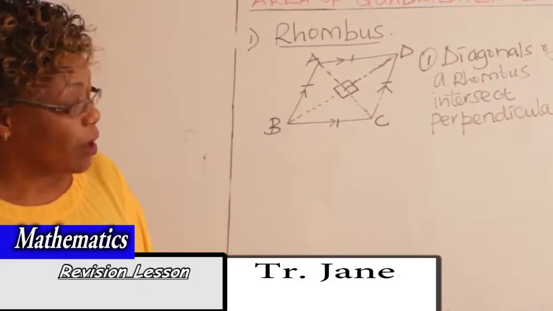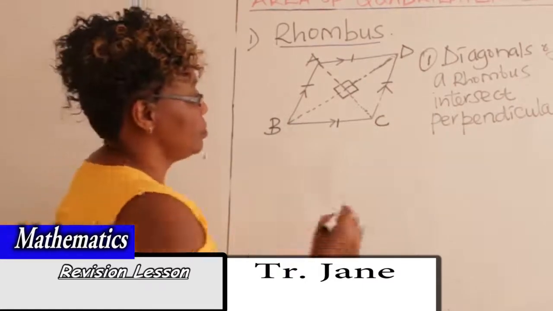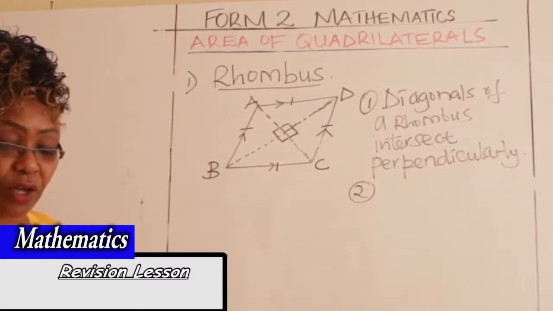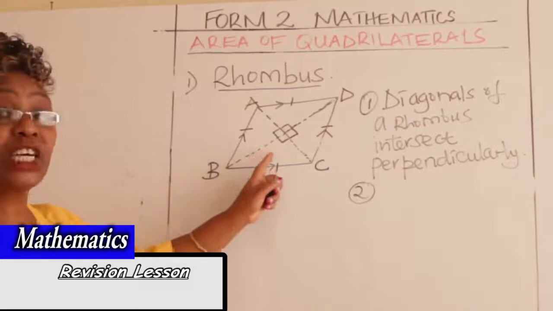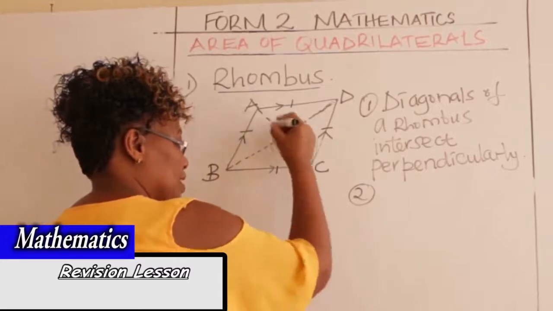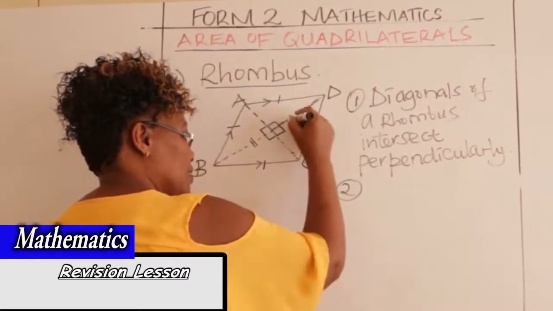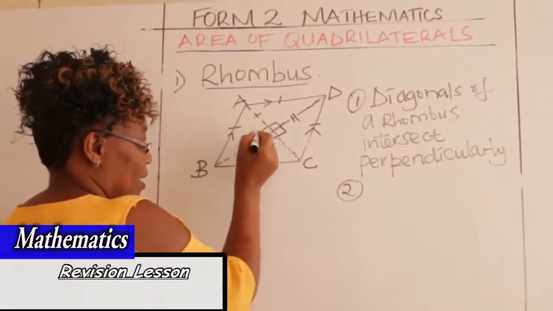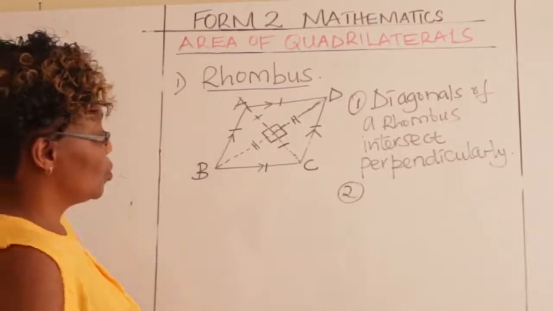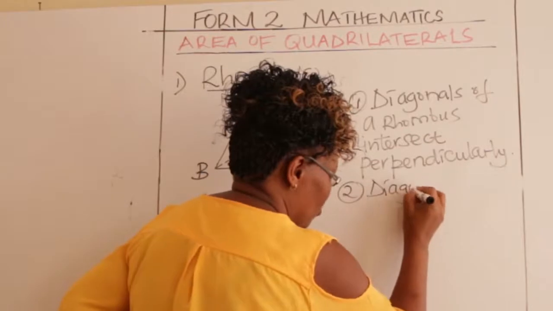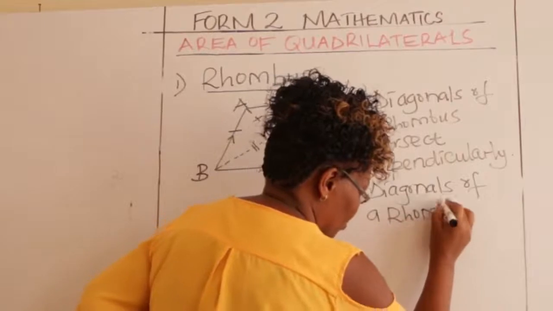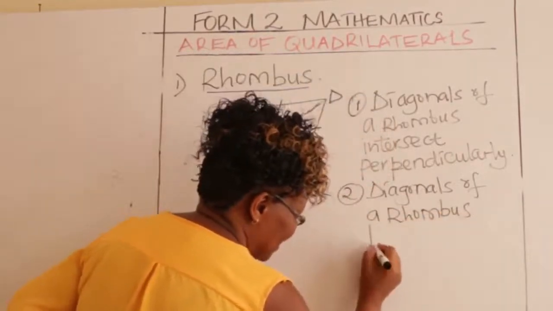Property number two. When diagonals of a rhombus intersect, they bisect each other. They divide each other into two equal parts. So once they intersect, this diagonal here is divided into two equal parts, and this other one here is divided into two equal parts. So the second point is that diagonals of a rhombus bisect each other.